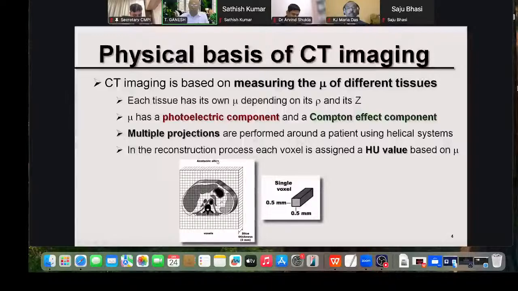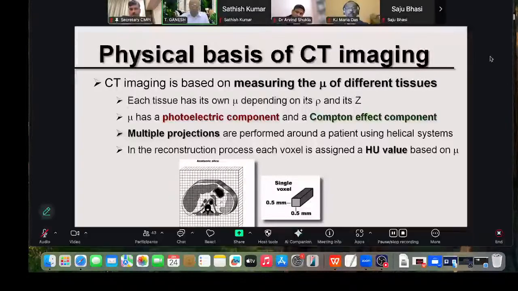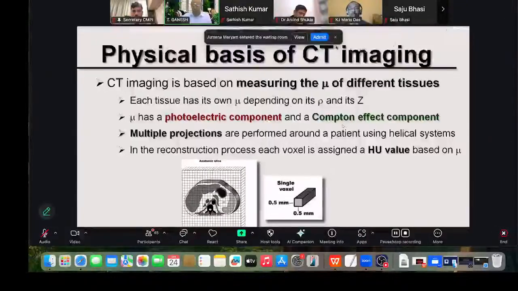The physical basis of CT imaging is also very well known to us. In CT imaging, we are measuring the linear attenuation coefficient of the different tissues. Each tissue has its own linear attenuation coefficient depending on the density and its atomic number. And the mu is partially due to the photoelectric component and partially due to the Compton effect component in the energy range that we commonly employ in the diagnostic field.